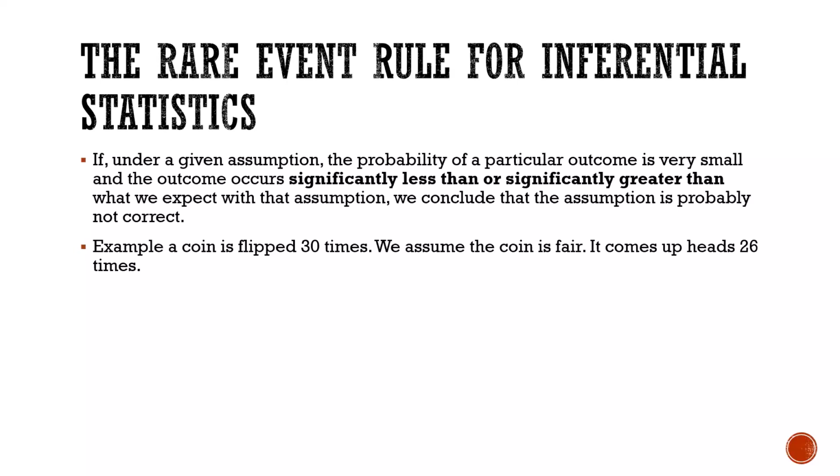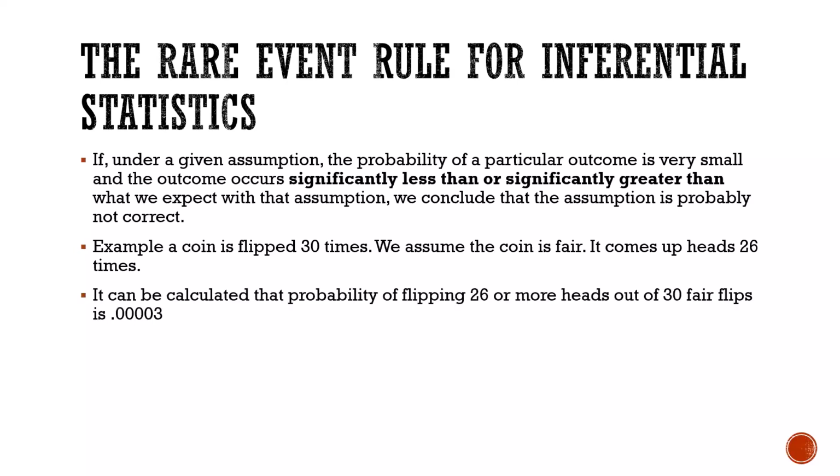Let's say we actually flip it and it comes up heads 26 times. Well, we can calculate from that distribution the probability of getting exactly 26 heads. We want to find out the probability that this event that actually occurred would occur by chance, and we classify that event as 26 or more times. So you take the probability of 26, add the probability of 27, 28, 29, 30. You add all those probabilities together and you get 0.00003. That is a very small probability.